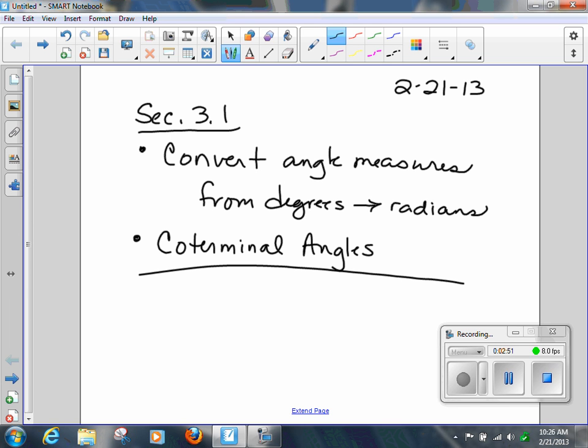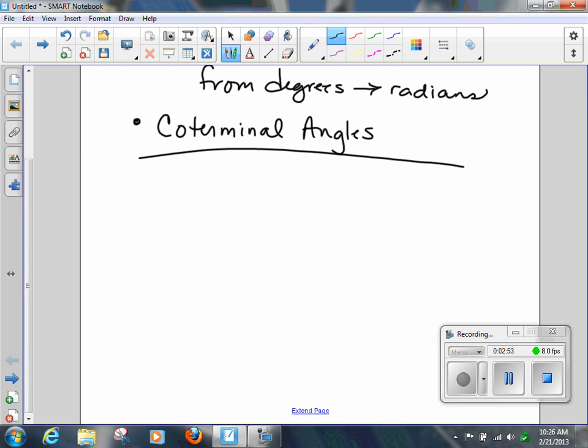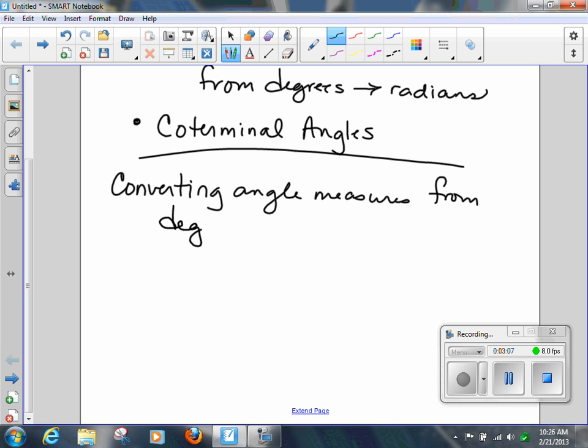Okay, first thing we're going to look at is converting angle measures from degrees to radians. This is what we're going to do today. Now we're really going to do it. Because in a few minutes, I'm going to write converting angle measures from radians to degrees. Okay? So here we go.